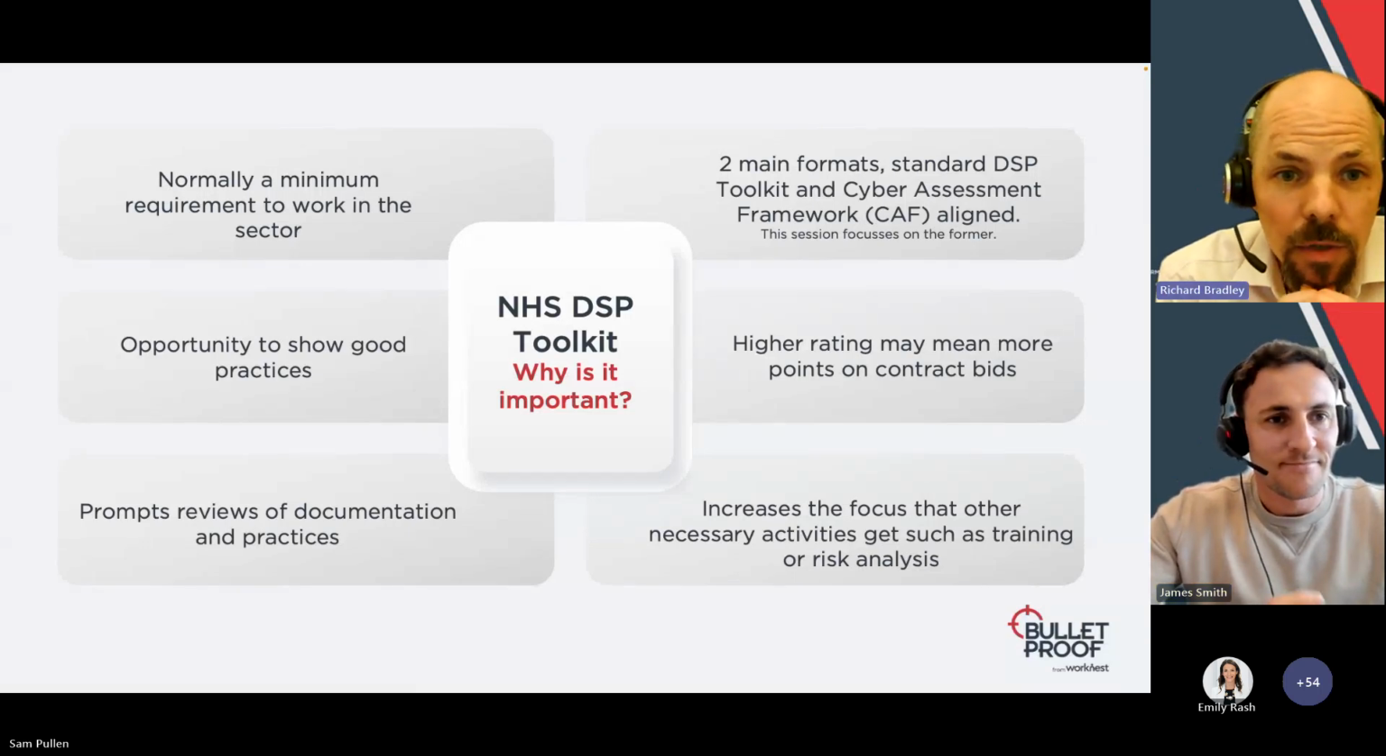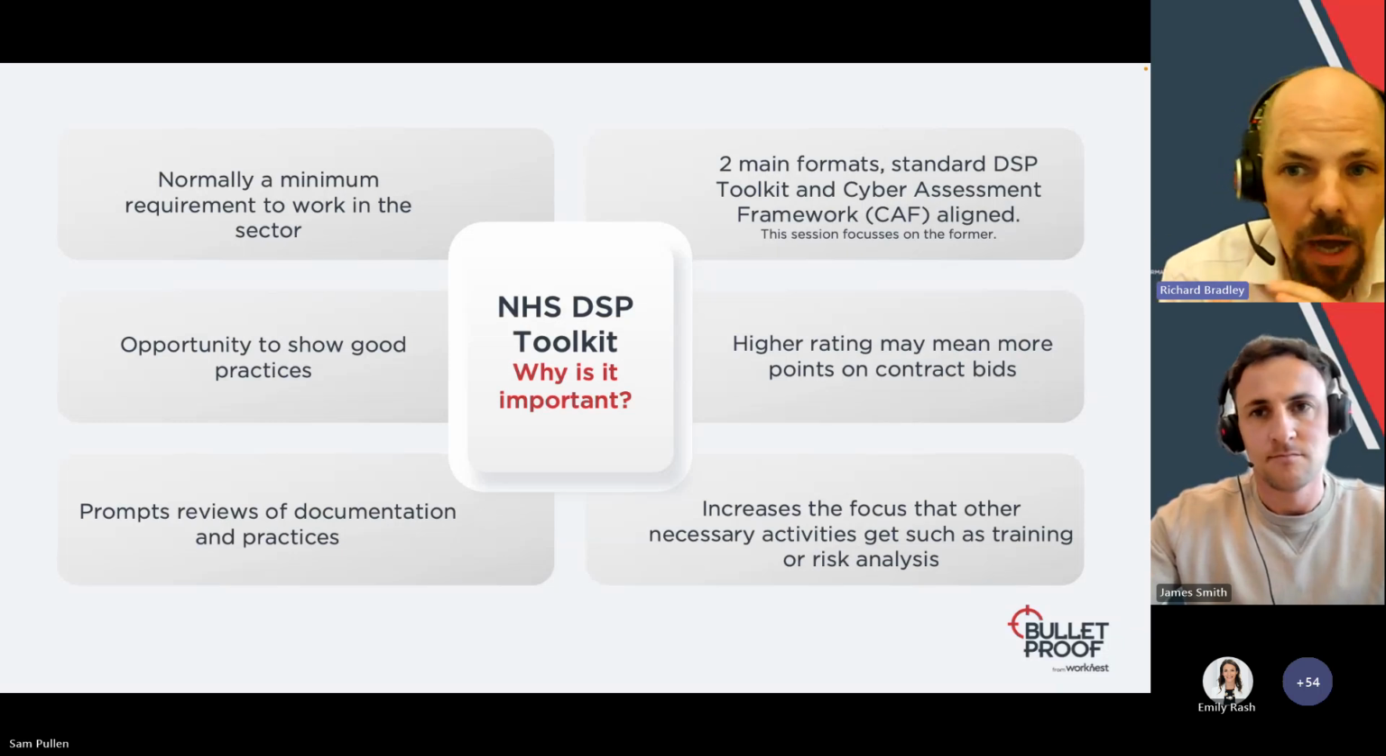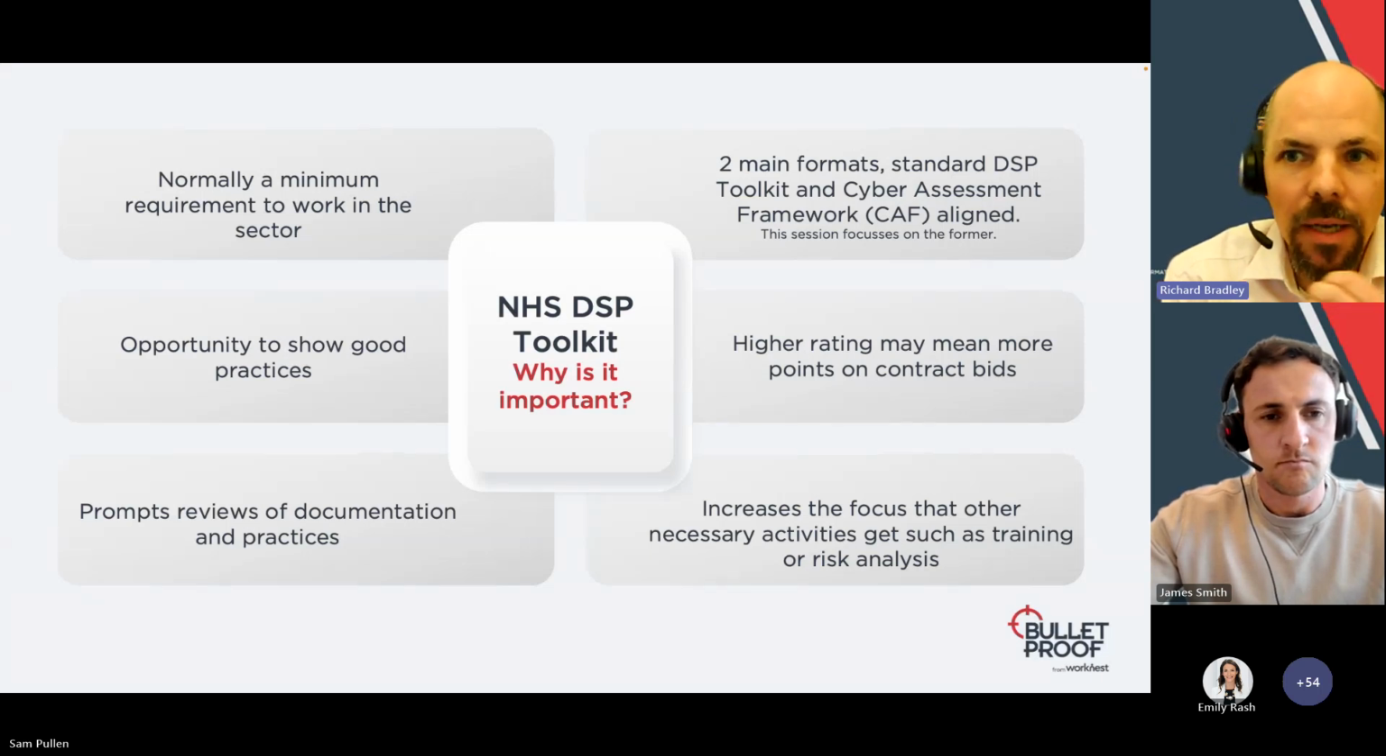So why is it important? So why are we doing all this work? I'll start first with that there are two different formats for it, which hopefully shows you that they are tailoring it based on the risks and the complexity of different types of organizations. They're not trying to overburden people.